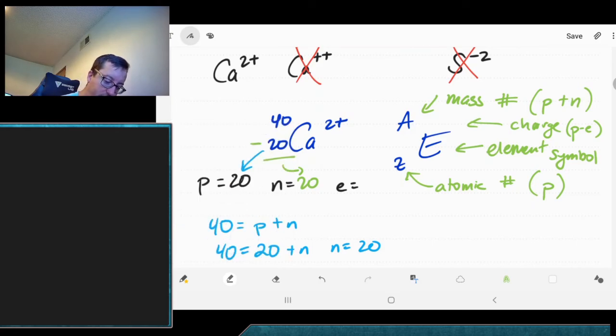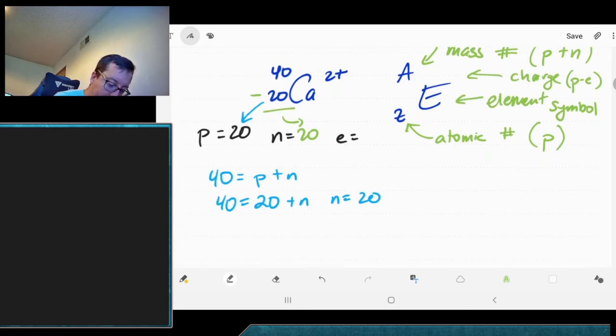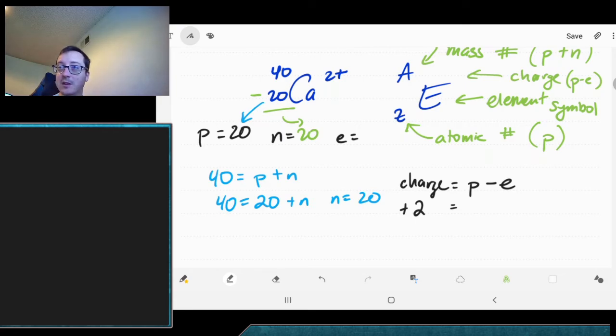Well, we have a charge of 2 plus. We know that charge is protons minus electrons. And so we have a charge of 2 plus, or positive 2, since now we're talking about an actual number, not the symbol. We have 20 minus our electrons, so if we need this number to be positive 2, we are going to have 18 electrons.